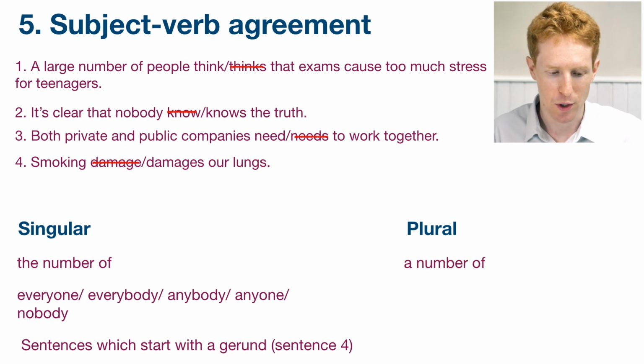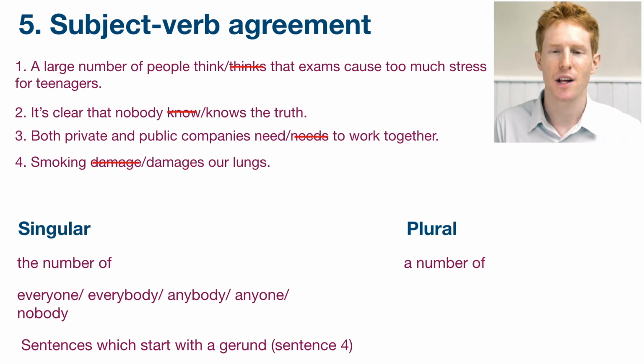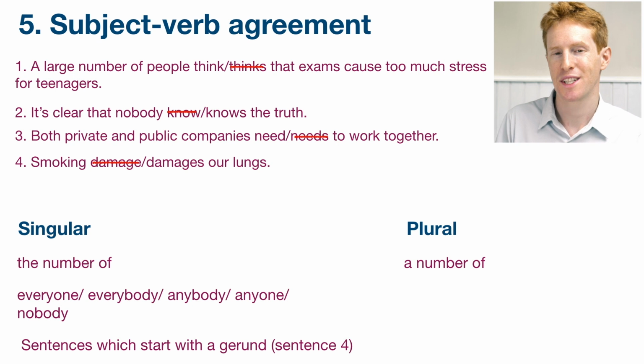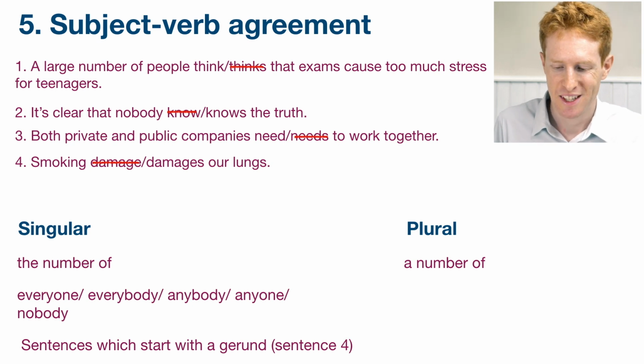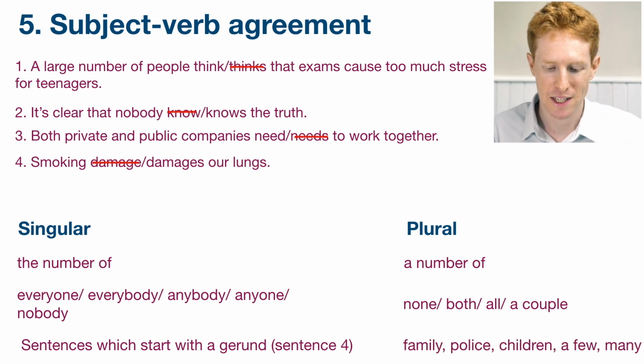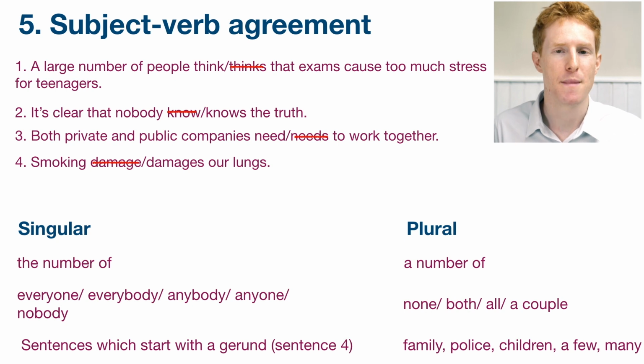Plural, a number of. So this is confusing because if we have "the number of", it's singular, but if we have "a number of", it's plural. Very tricky. None, both, all, a couple. This is also plural. And finally, family, police, children, a few, or many.